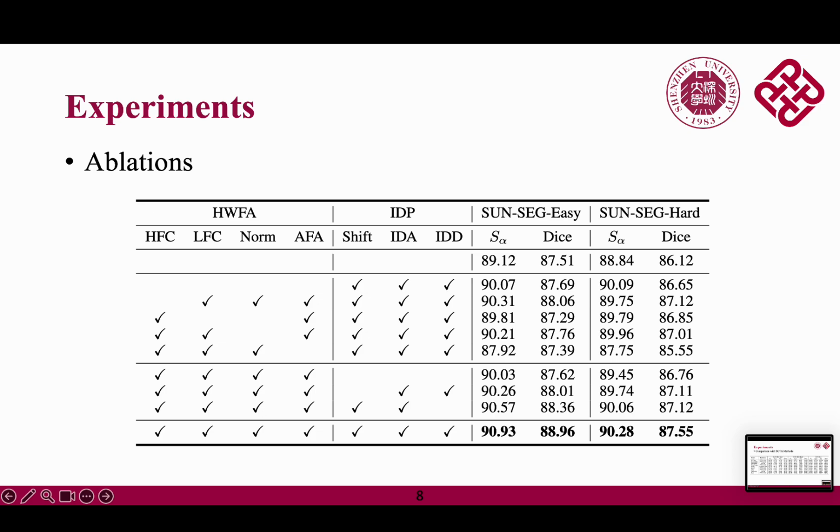HWFA improves intra-frame discrimination, while IDP improves inter-frame consistency. We also study the internal design of HWFA. The results show that HFC, LFC, and especially AFA all contribute to the final performance. In fact, removing AFA can even make the performance worse than the baseline, because strong frequency enhancement without adaptive aggregation may amplify spatial misalignment across scales. Similarly, for IDP, each component, including temporal shift, divergence attention, and divergence diffusion, contributes to the final performance.